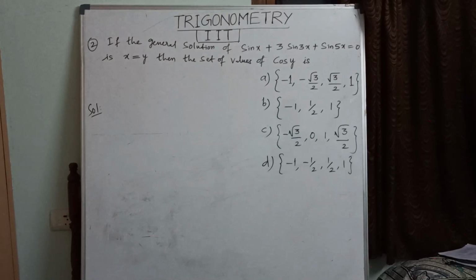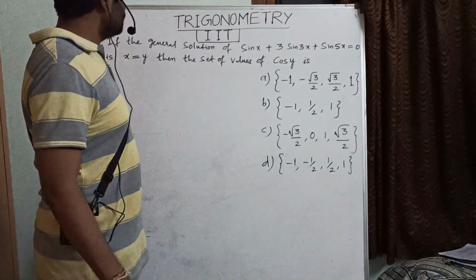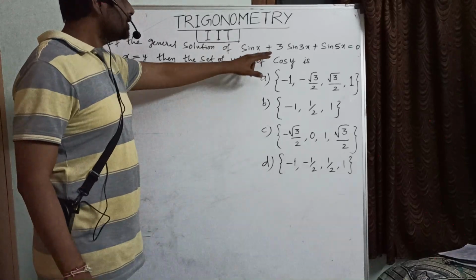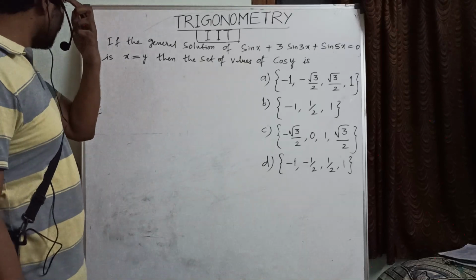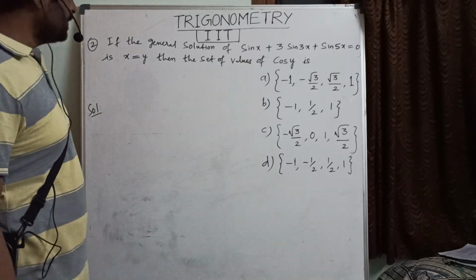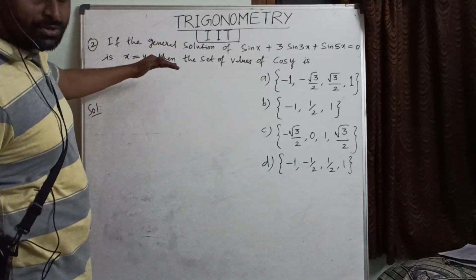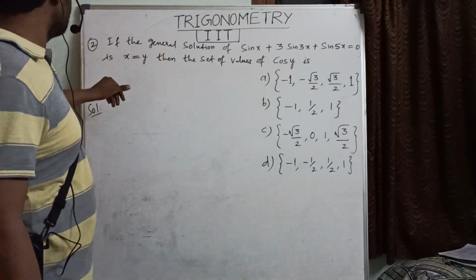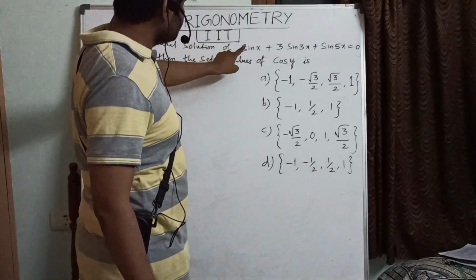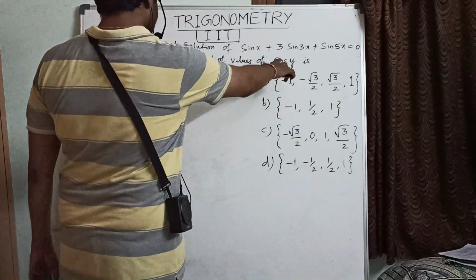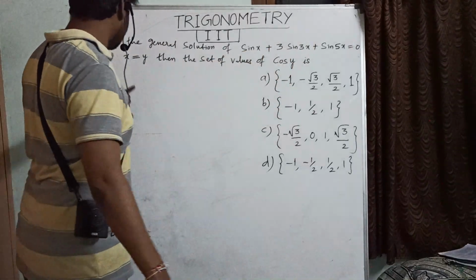Now let us go for the next question. If the general solution of sin x plus 3 sin 3x plus sin 5x equal to 0. So it's very easy to solve, we are just going to find the solution for that. But try to understand the question before.